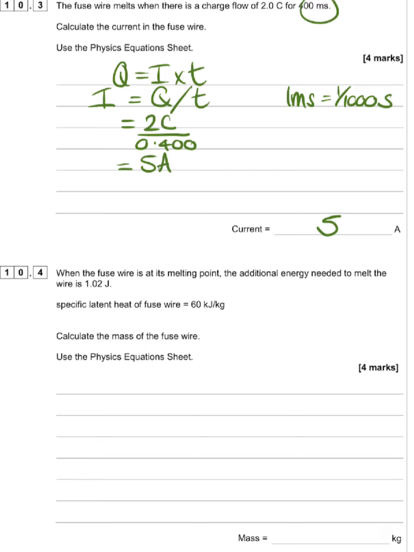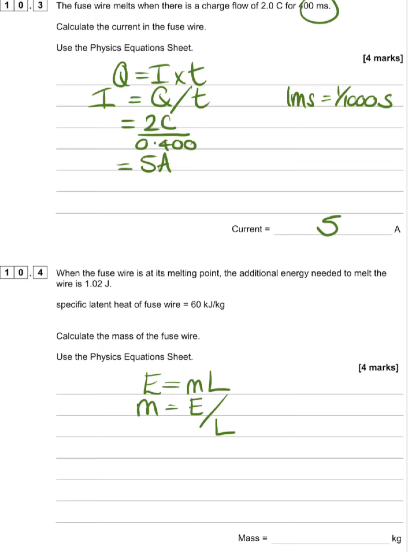So now we're told that the fuse is at melting point and the additional energy needed to melt the wire is 1.02 joules. We're given the specific latent heat of the wire and asked to calculate the mass. So we need the equation for latent heat from our formula sheet, which is E is equal to mL, where L is the latent heat. We need to rearrange that because we're being asked to find mass. So mass is energy divided by latent heat.